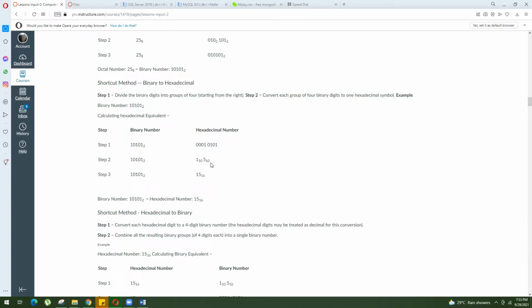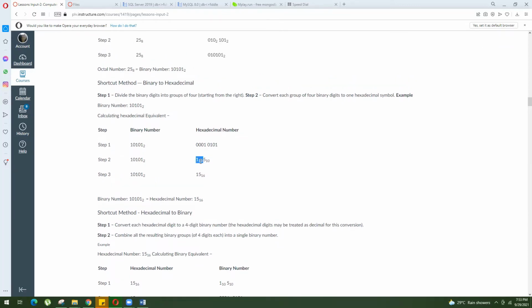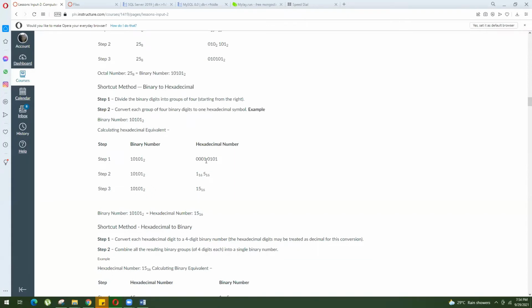Convert this into hexa. So we have a wrong base here, sorry for the typo. So we convert 0001 and 0101 into hexa. After doing that, we get 1 and 5. And then we just need to concatenate the numbers.